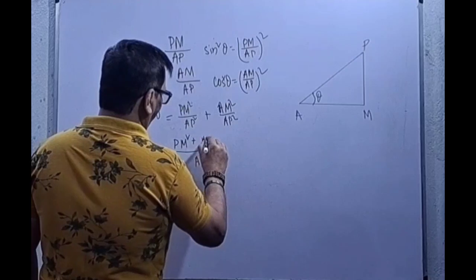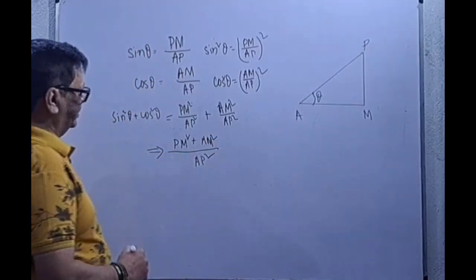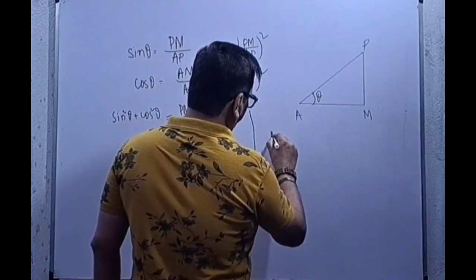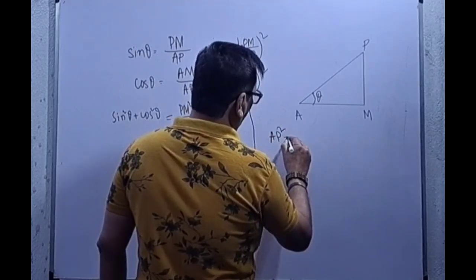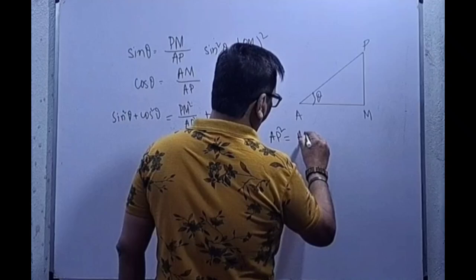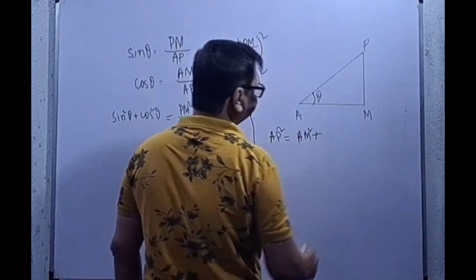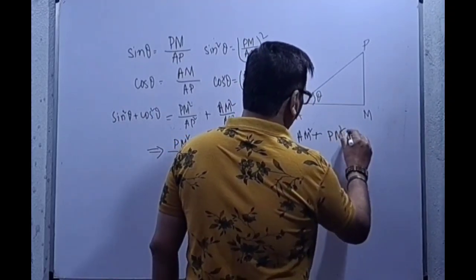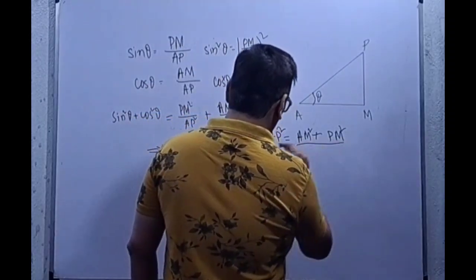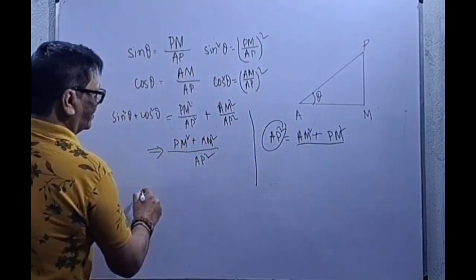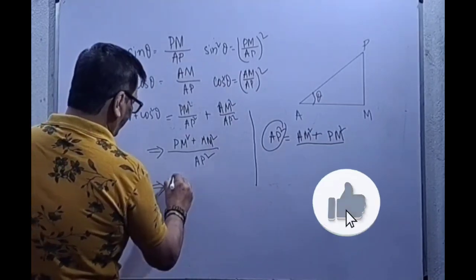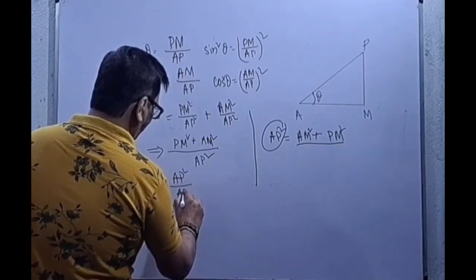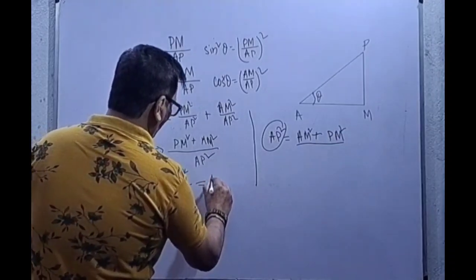plus AM square. Correct? Now see, if you consider this triangle now, we have AP square is equal to AM square plus PM square. Correct? So we can replace this value by AP square. So we'll do that here. Implies AP square by AP square. So they cancel out, giving you 1.